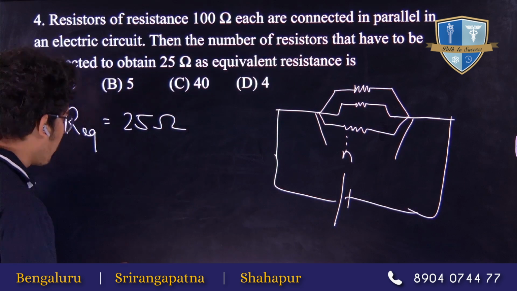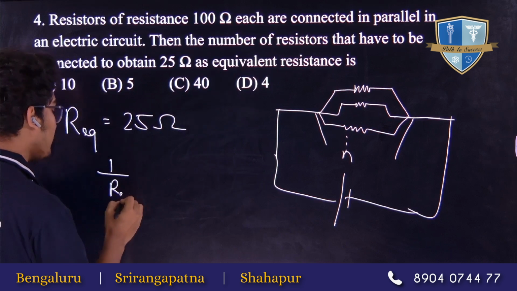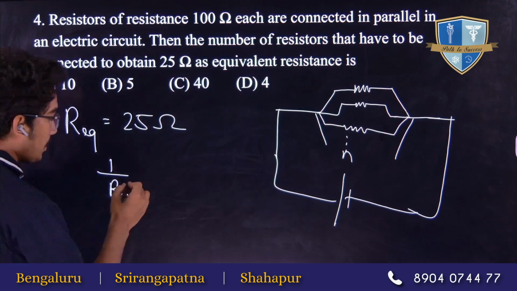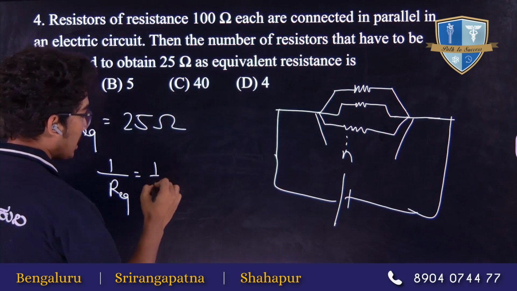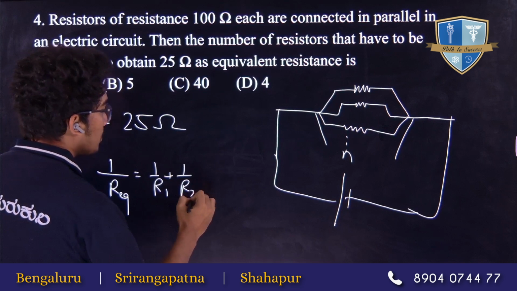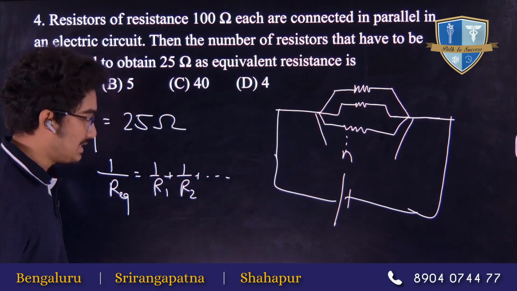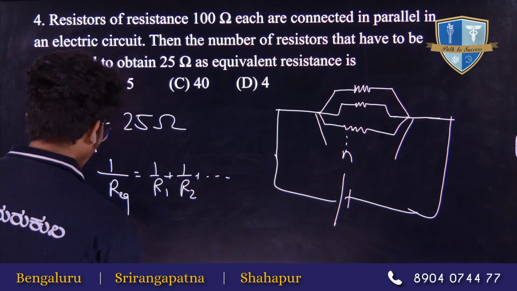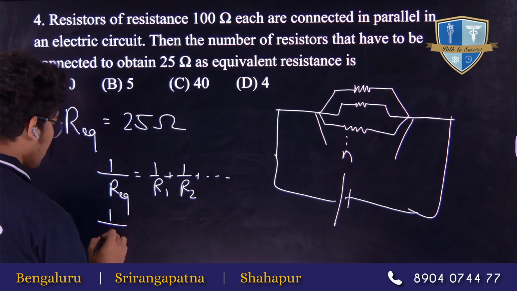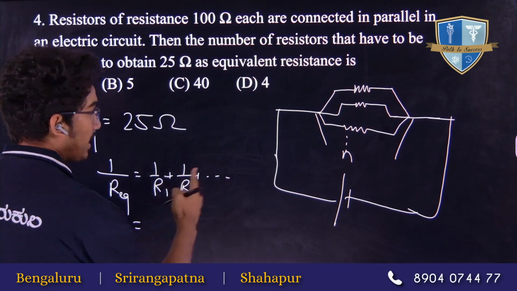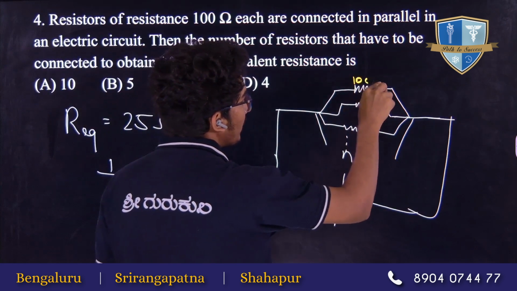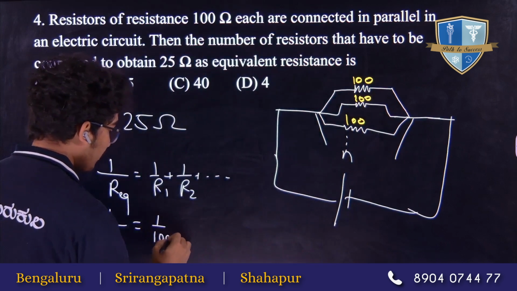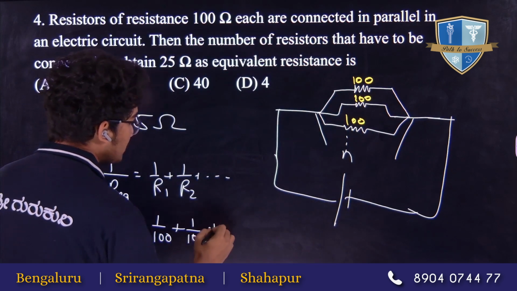So the equivalent resistance formula, if you remember, for resistances connected in parallel, is 1 upon R equivalent equals 1 upon R1 plus 1 upon R2 plus so on. As many resistances as there are, we will add that many times. Now, 1 upon R equivalent: if we have n resistances and all are 100 ohms, it will be 1 upon 100 plus 1 upon 100 plus dot dot dot, n times.